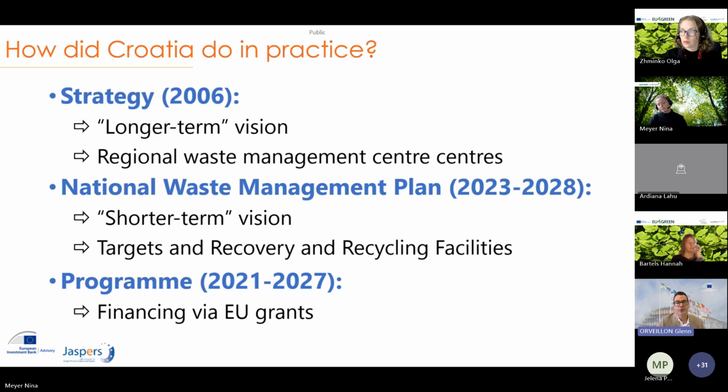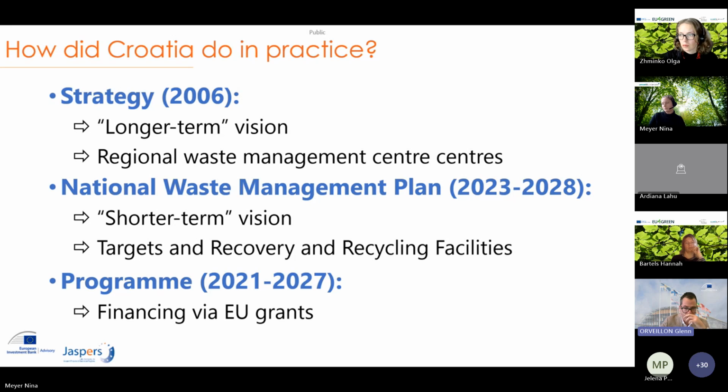There is a need to prepare a strategy, which was done, for example, in Croatia here in 2006. You see, it's quite old, but it doesn't matter. The strategy is anyway a document that needs to set a long-term or broader vision. And in that strategy, the Croatian authorities did something good. They defined that they want regional waste management centers. Then lately, they also defined, as they have to, a national waste management plan.